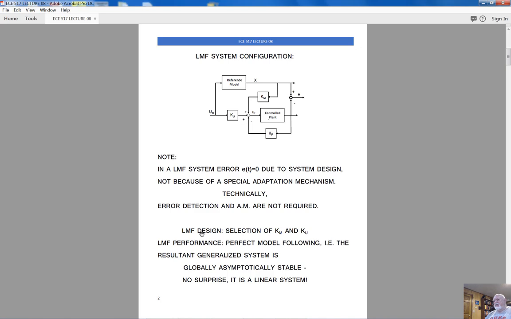Right now, linear model following design is the selection of matrix KM and KU, this one and this one, after the control plant was stabilized by this controller represented by matrix KP. Our design is intended for a linear system. And after the linear model following system is designed, it is linear. It is called a linear model following system. And therefore, the stability issue is not as pronounced as we would have for a nonlinear system. With linear systems, everything is simple. If the system is stable, it is globally asymptotically stable.